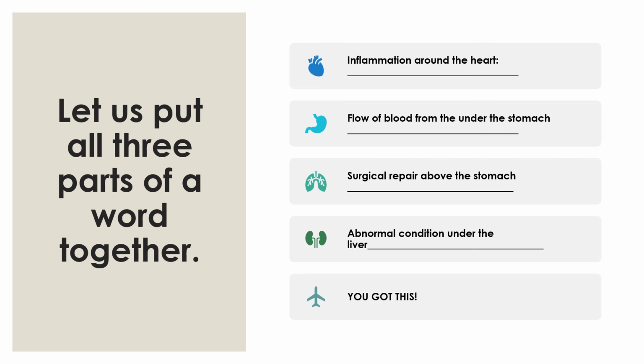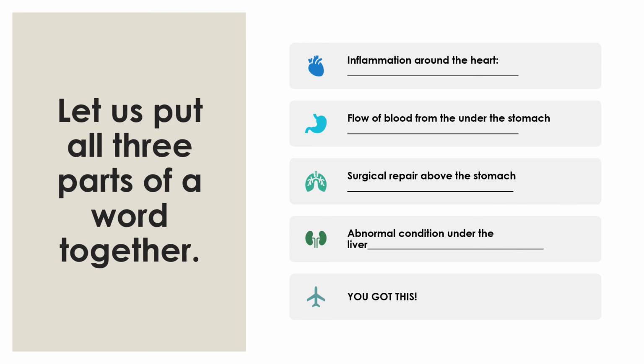Surgical repair above the stomach. Epigastroplasty. And finally, abnormal condition under the liver. What was abnormal condition again? Oh yeah, that's right. Osis, like bad breath, halitosis. Okay, I can do this. Under is what? Hepato? No? Oh, I don't know which one comes first because you gotta think. Sub was a prefix. It's gonna come first. Subhepatoosis.